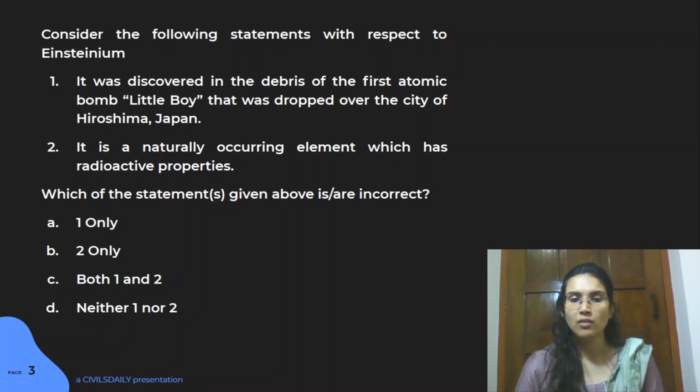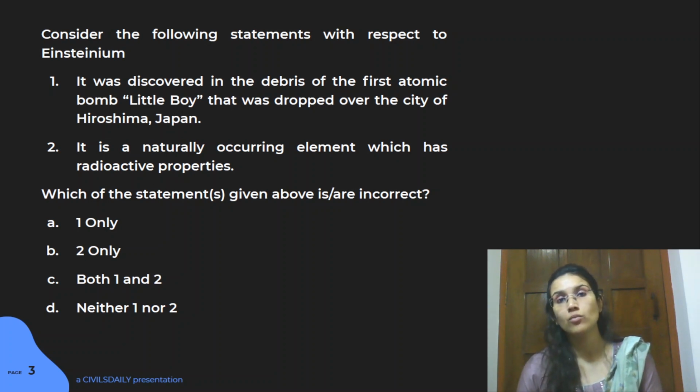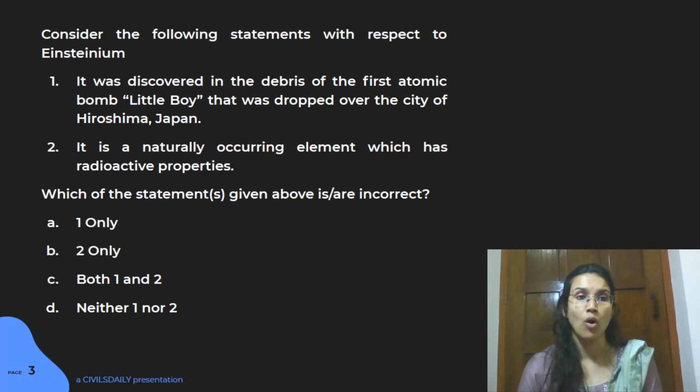And with respect to the first statement, this particular element was actually discovered back in 1952. So if you had that idea also, then you can compare whether it was found in Hiroshima or someplace else. The idea is that it was discovered in 1952 in the debris of the first hydrogen bomb that had happened in the Pacific Ocean, and that was 500 times stronger as compared to the atomic bomb explosions that had happened in Nagasaki and Hiroshima.